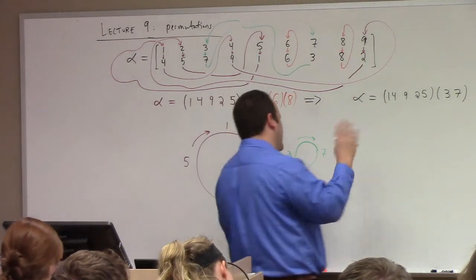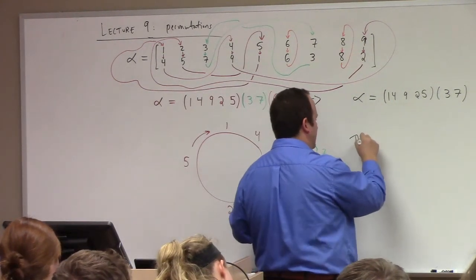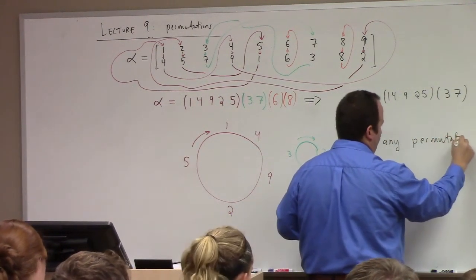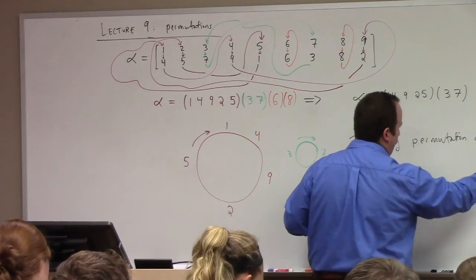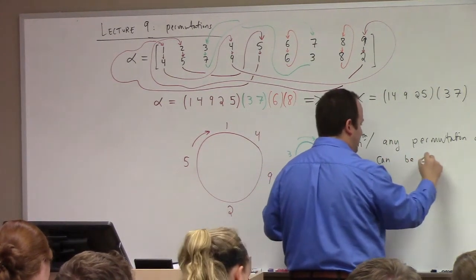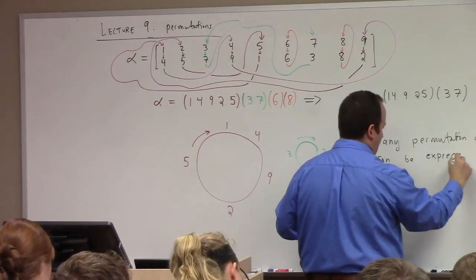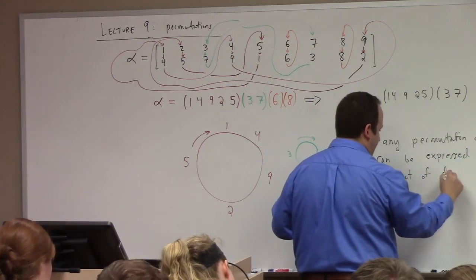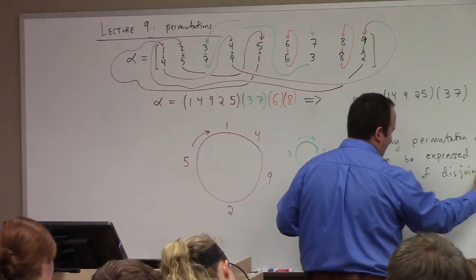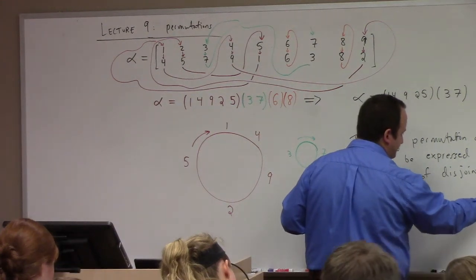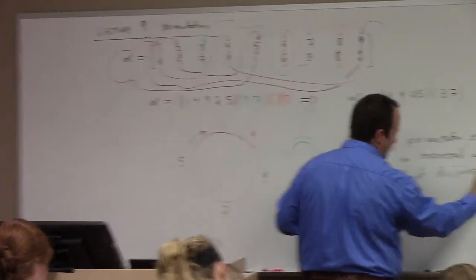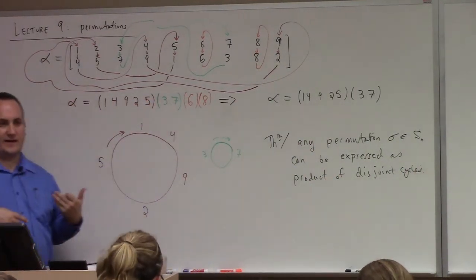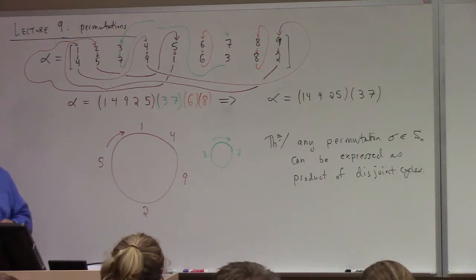Oh, by the way, let me just make a claim here. Theorem: any permutation sigma in Sn can be expressed as a product of disjoint cycles. The proof is not much different than the example we just did. It really is just, I can't spell cycle. Start with a number, exhaust it, you have to loop back, and just keep going. Eventually you have a product of disjoint cycles.